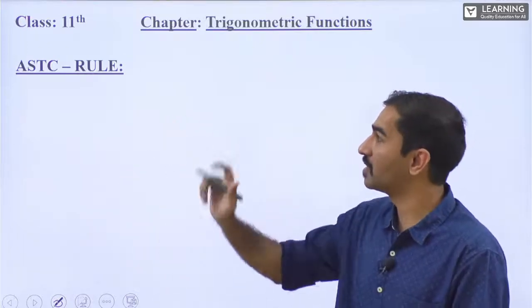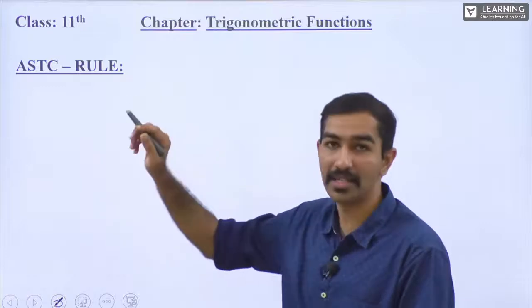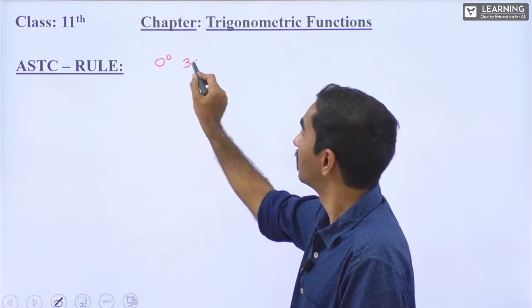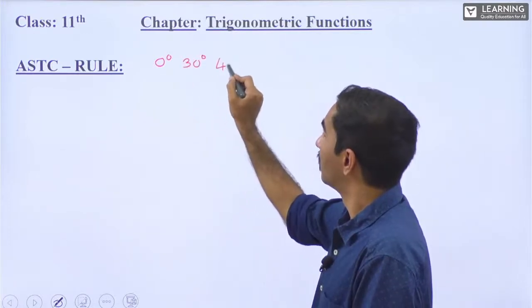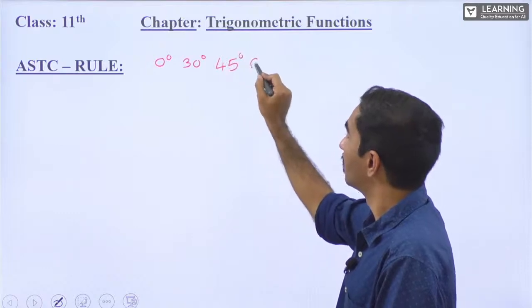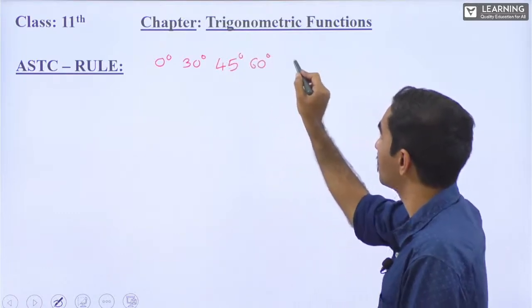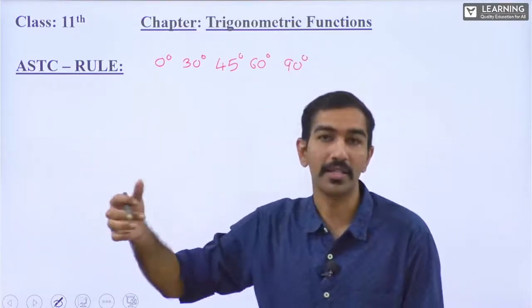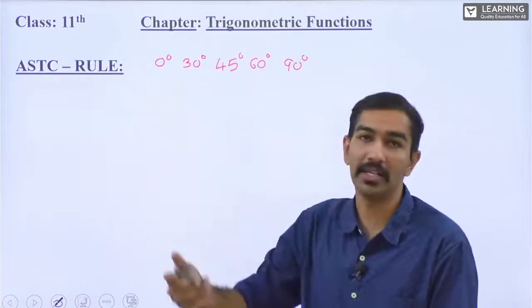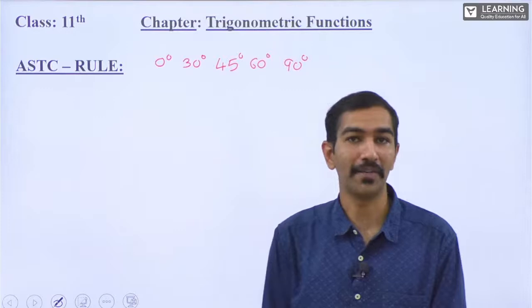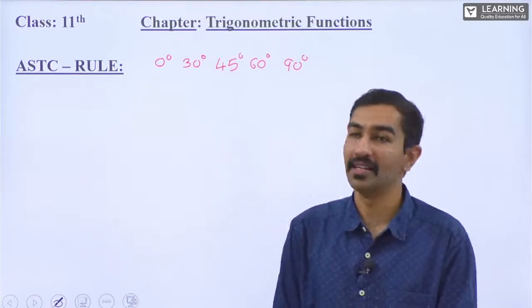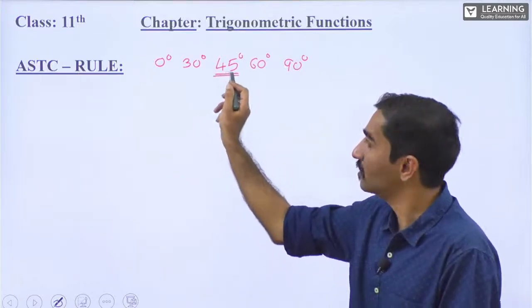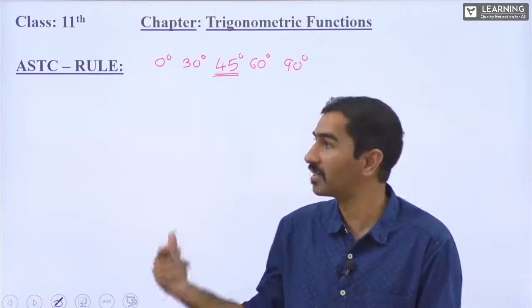Before we start with the use of this rule, students, tell me this. The trigonometric table consists only of 0 degrees, 30 degrees, 45 degrees, 60 degrees, as well as 90 degrees. So if I ask you any ratio, for example, what is sine 45? By referring to this table, you can tell the answer, correct? Similarly, what is tan 45, cot 45, secant 45, cosecant 45? With the help of this table, you can easily tell the answer because the value of 45 is here.